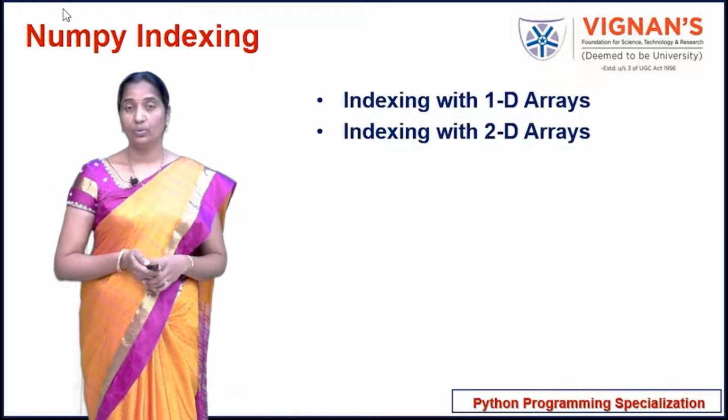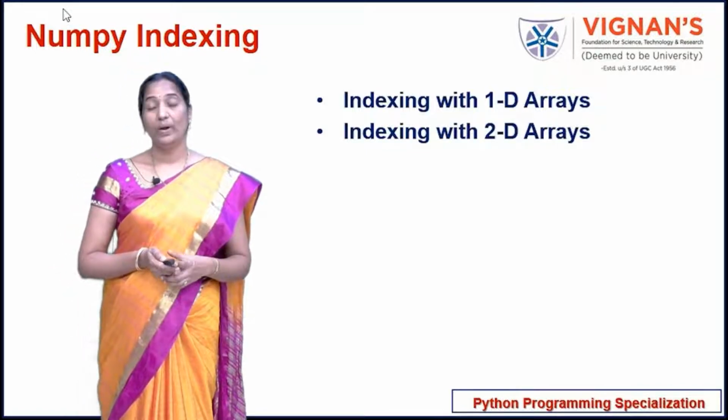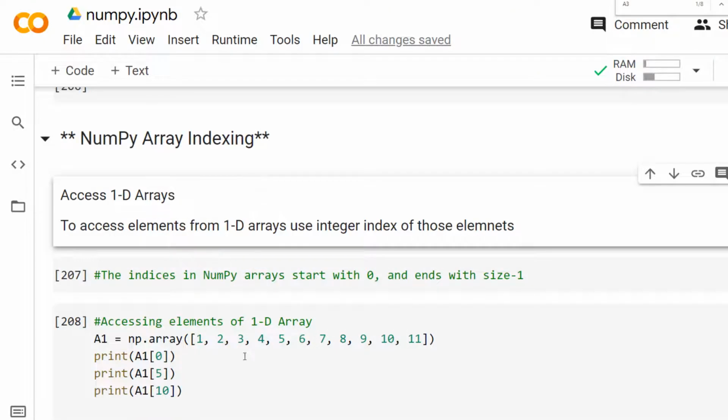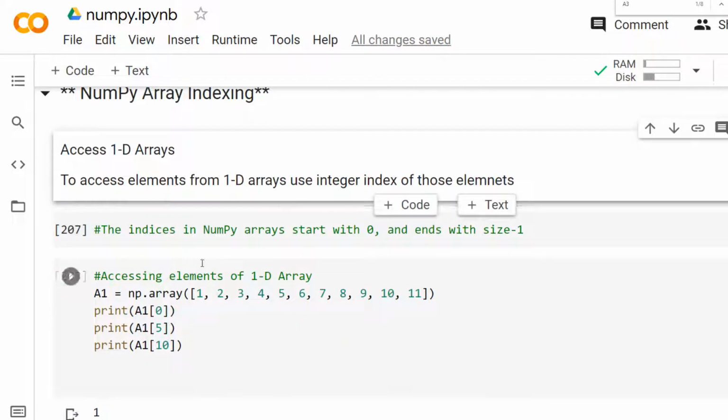Now let's see how to access the elements from the 1D arrays. So we'll see how to access the elements from one-dimensional array objects, two-dimensional array objects and three-dimensional array objects. If we understand the accessing of elements from 1D, 2D and 3D array objects, in a similar manner we can access the elements from higher dimensional array objects also. So now let's see how to access the elements from the 1D array objects in Numpy. To access the elements from one-dimensional array objects, you can use integer indexing.